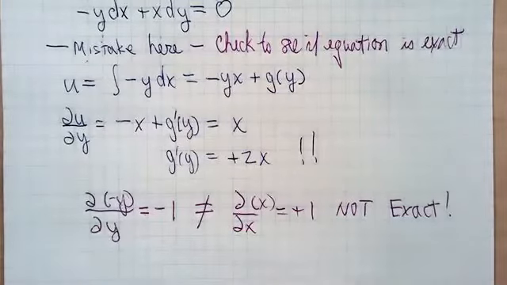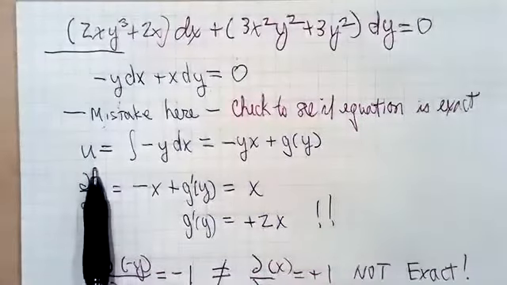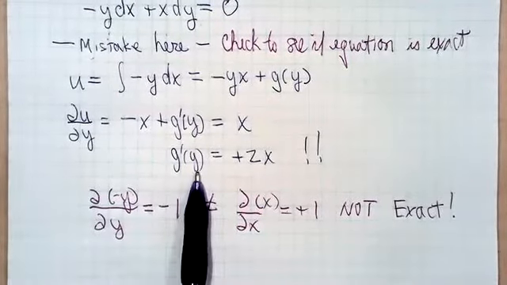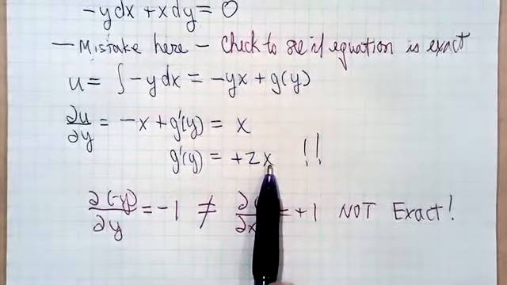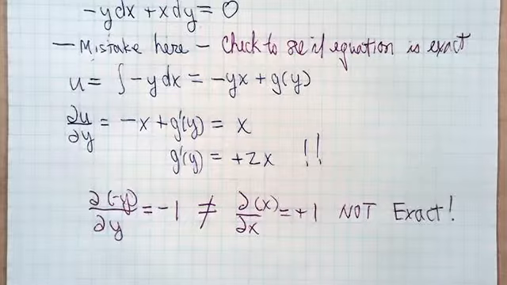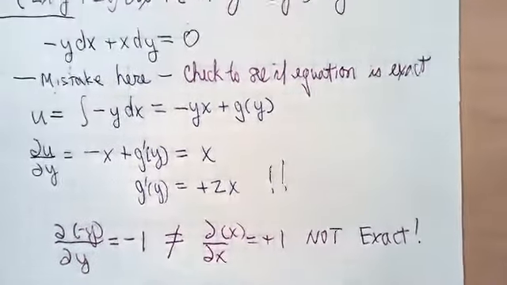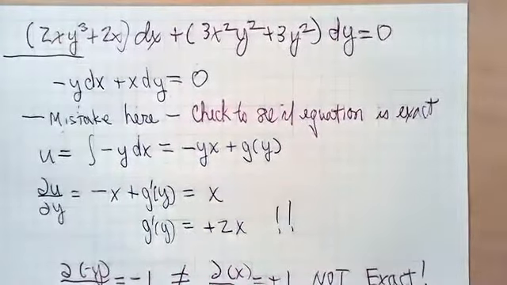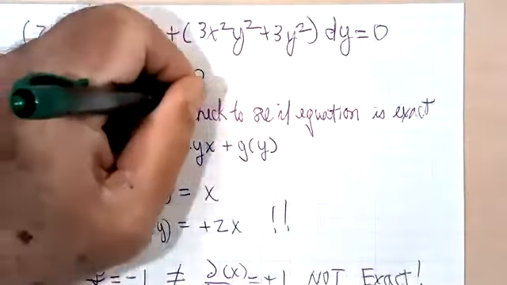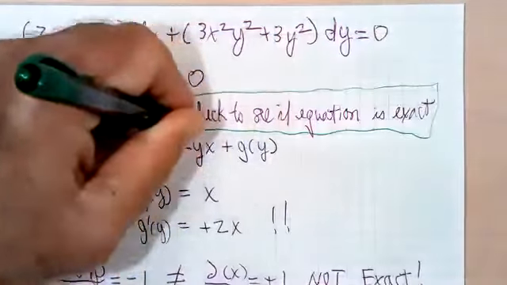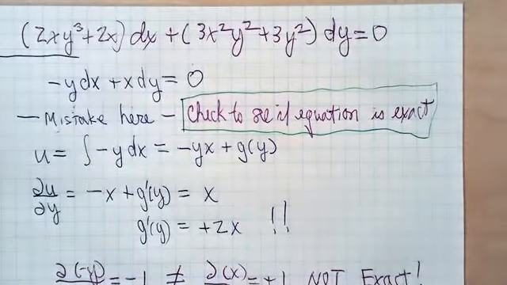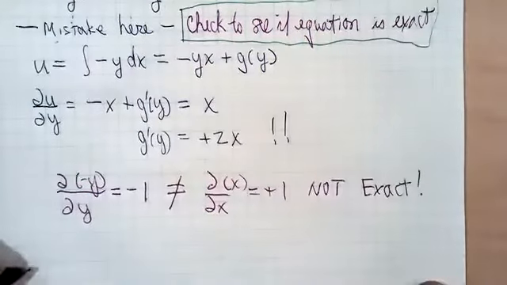Therefore, plowing ahead with the methods for exact equations will hopefully generate a contradiction, so you'll know something is wrong. But who knows? Maybe it won't, and you'll just plain get the wrong answer. Point number 1 from this example is do not forget to do the check to see if you have an exact equation. If you don't have an exact equation, don't use the methods for exact equations.